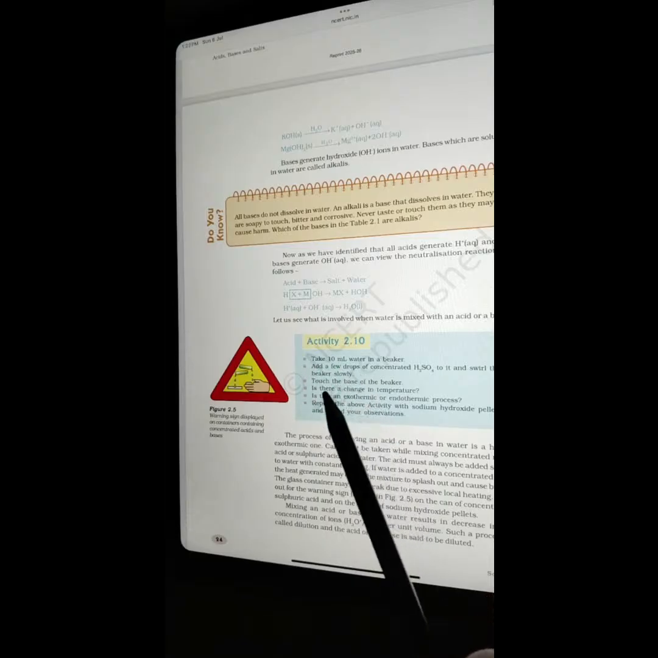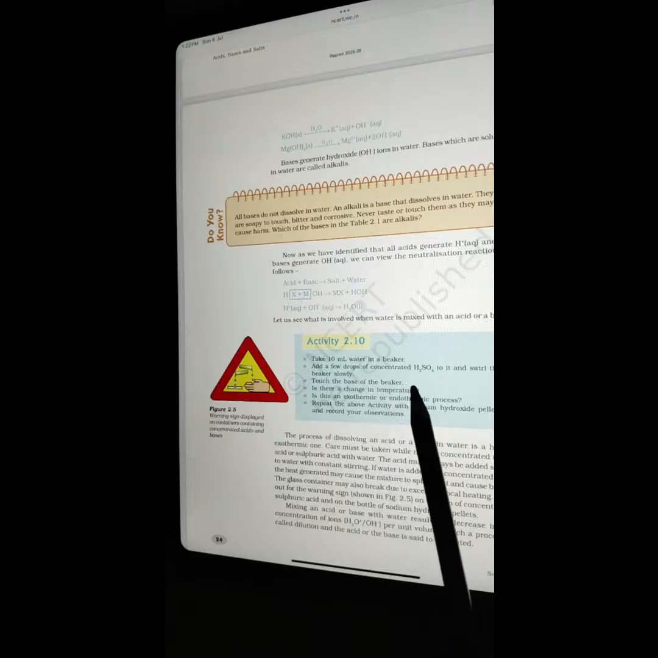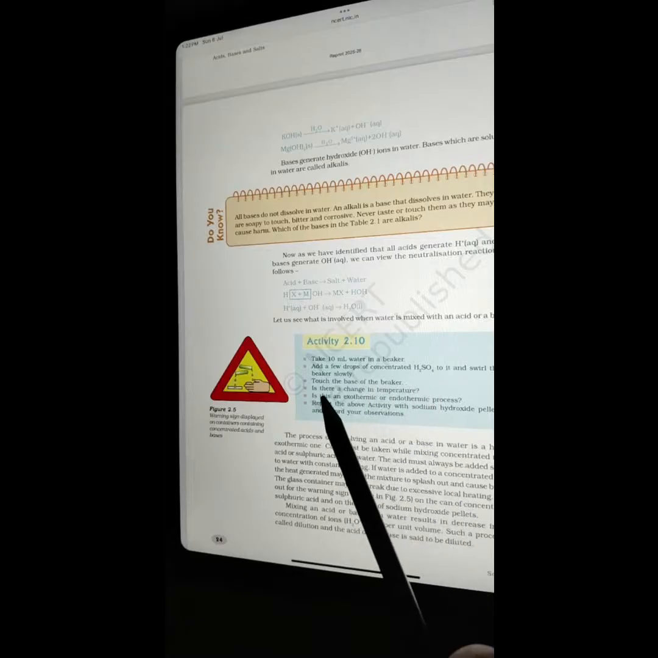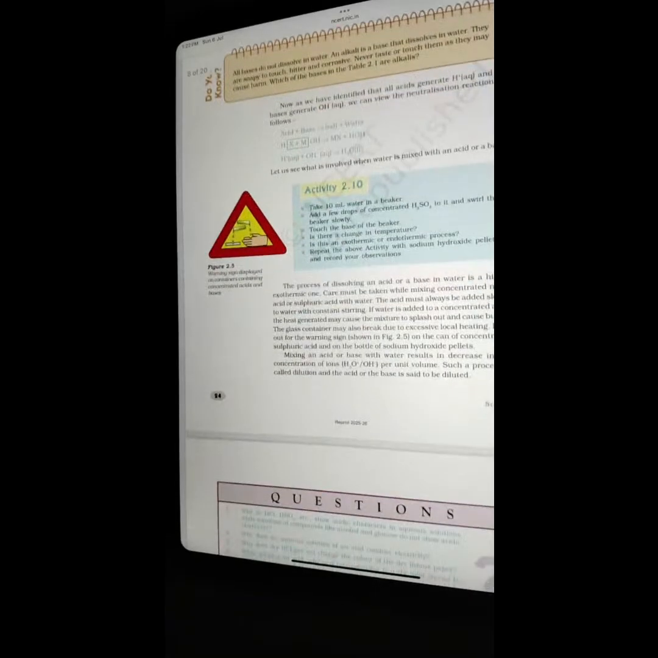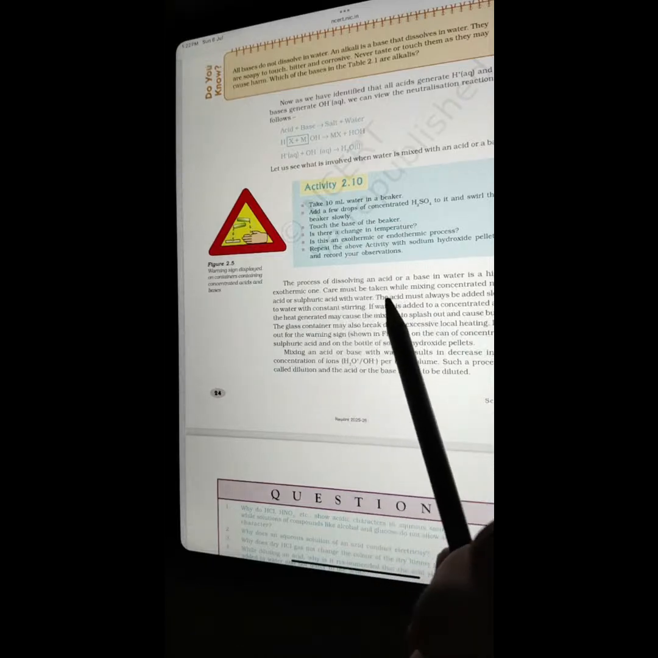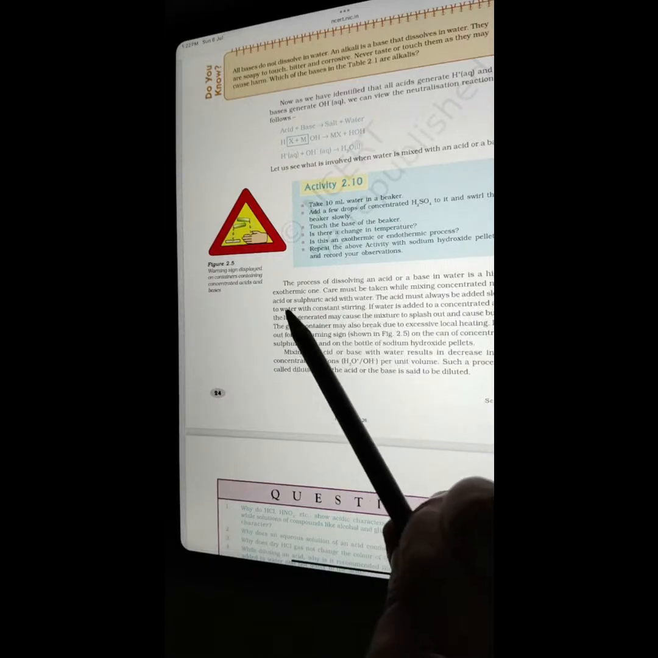Activity 2.10. Take 10 ml water in a beaker, add a few drops of concentrated H2SO4 to it, and swirl the beaker slowly. Touch the base of the beaker. Is there a change in the temperature? Is it an exothermic or endothermic process? Repeat the above activity with sodium hydroxide pellets and record your observations.